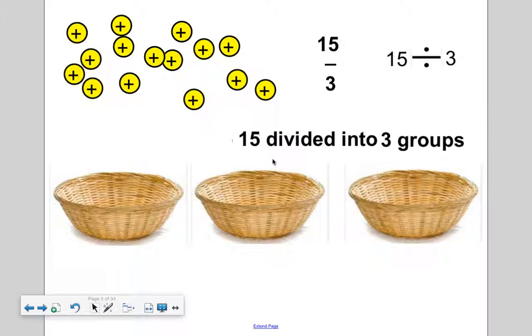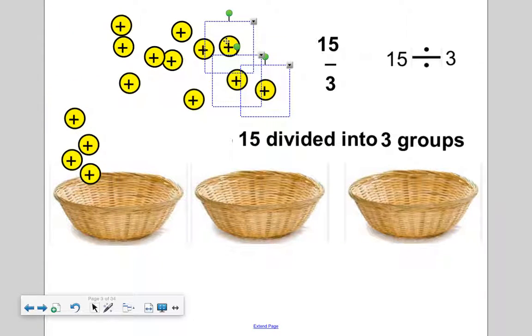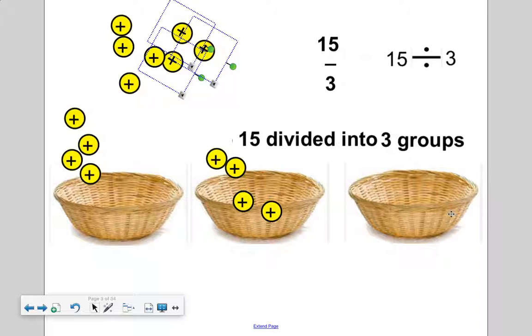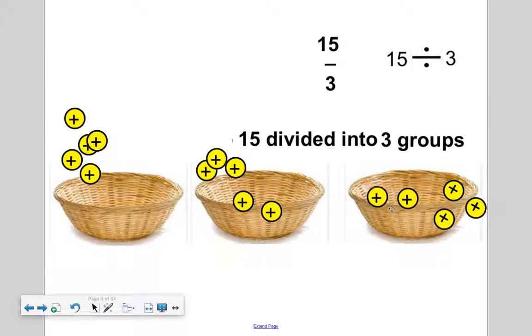So in dividing, it says 15 divided by 3 could be represented as an improper fraction, 15 over 3. So if you have 15 and you divide it into 3 groups, let's try that now. So I put 4 here, I put 4 here, I put 4 here. Whoops, I think I should have put 5 per basket. So 15 divided into 3 groups is 5.